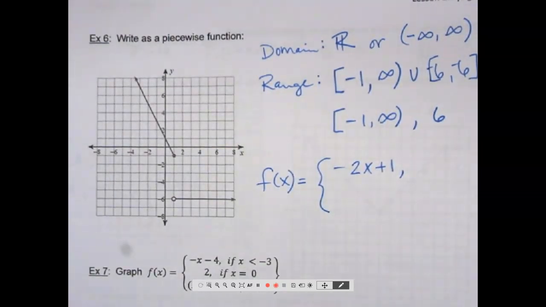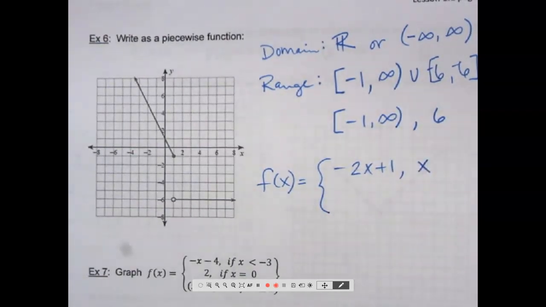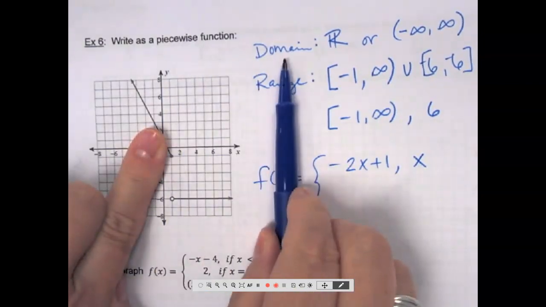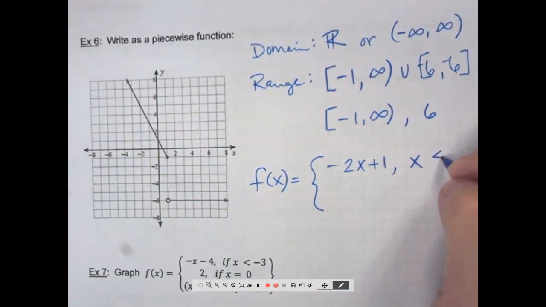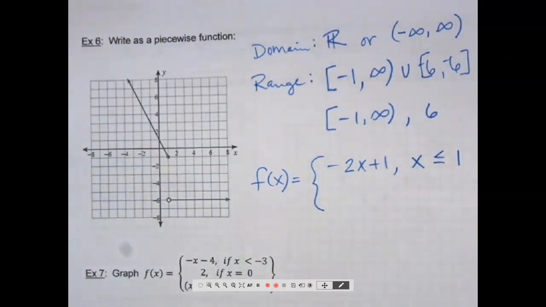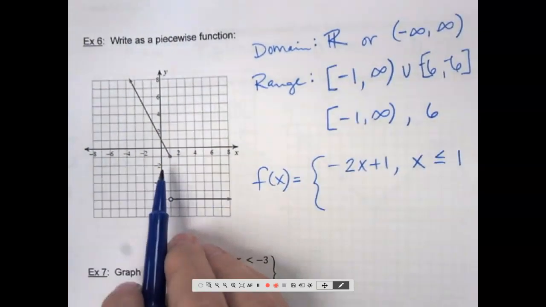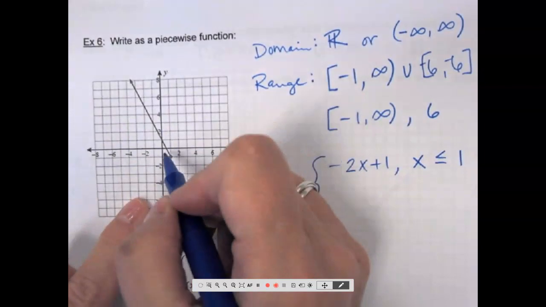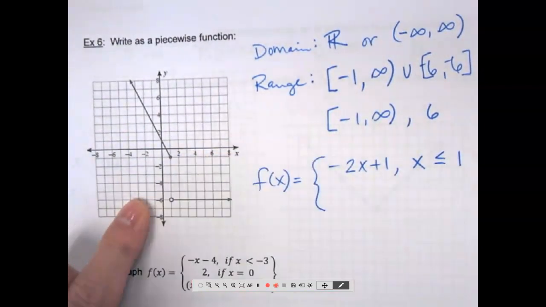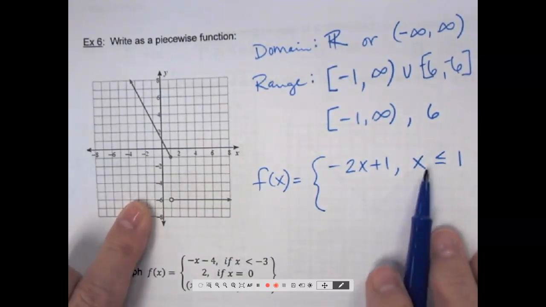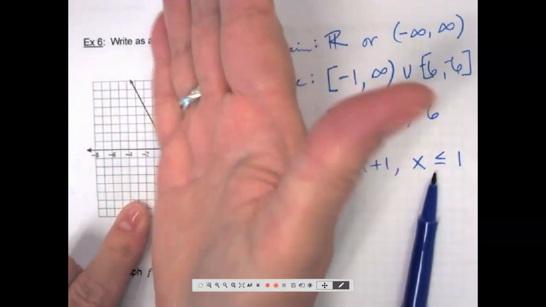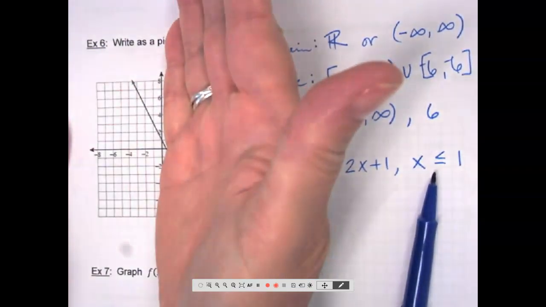For what x's though? For x is what? Greater than or equal to 1. I like part of that. But greater than 1 is over here. Less than or equal to 1. Perfect. Because the y is -1. But what's the x coordinate here? +1. I know, it's so tricky. So for x's that are less than or equal to 1, so starting here and anything over this way, I want to graph that line.